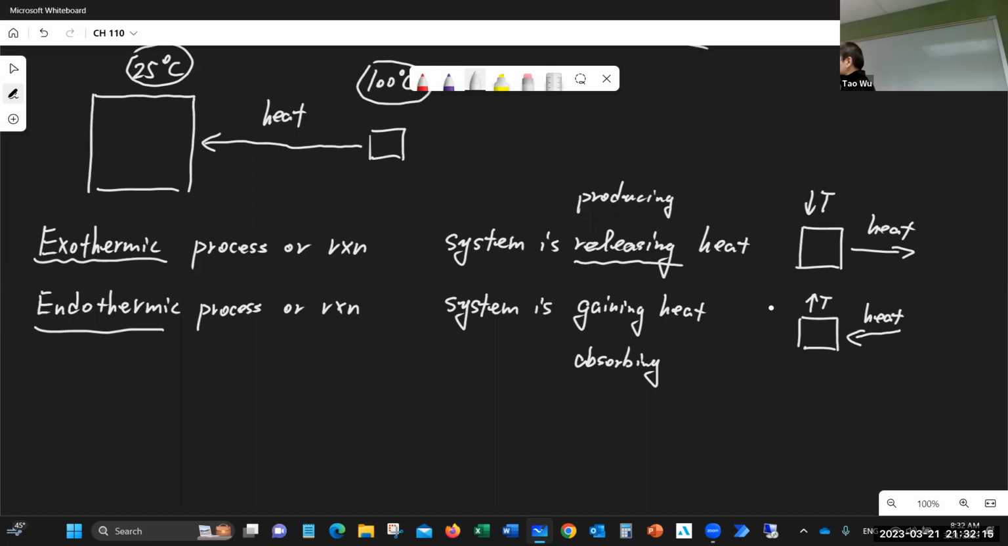So think about the heat flow always going from higher temperature to lower temperature. They always go from high to low. This is the flow. The lower temperature one is always absorbing the heat, and the higher temperature one is always producing or releasing heat. That's the difference between exothermic and endothermic. Are you clear?